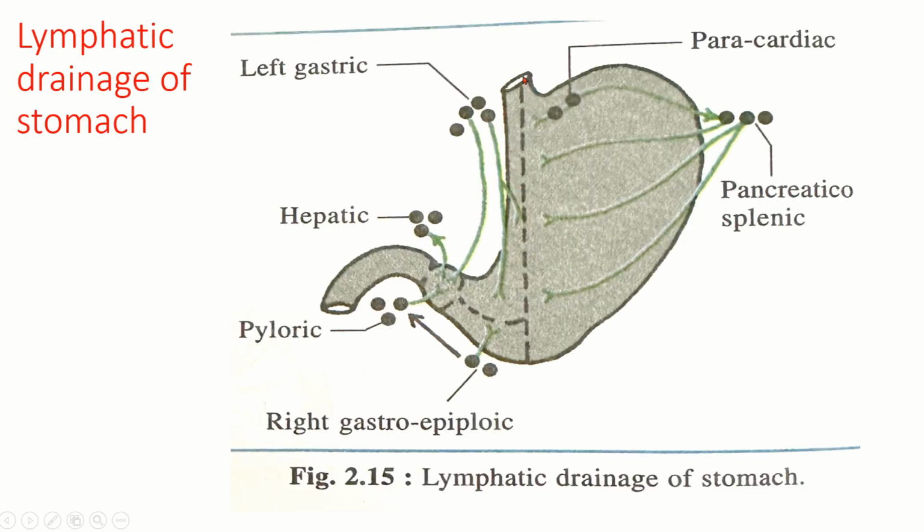You can see here. So if we draw an imaginary line like this, separating the stomach into right part and left part, from the left part, majority of the lymphatics go to pancreatico-splenic nodes, and few are intervened by the paracardiac nodes. And if you see the right side, upper two-thirds drains into left gastric and lower one-third drains into right gastroepiploic, which ultimately drain into pyloric. And the pyloric canal drains into three different nodes, namely the left gastric, hepatic, and pyloric.